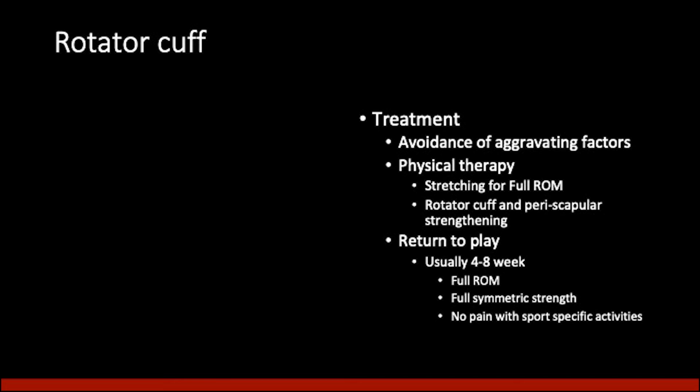So for all this activity up here, that's actually more motion from your shoulder blade than it is actually from the ball and socket joint. So you need to make sure that that's part of your strengthening and rehab process. Return to play is usually 4 to 8 weeks. It's really based on symptoms, and you want to make sure they have full range of motion, that they have symmetric strength, and they don't have any pain with sport-specific activities.